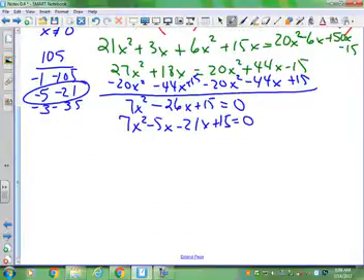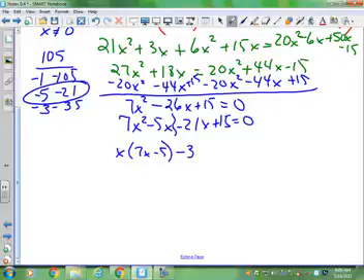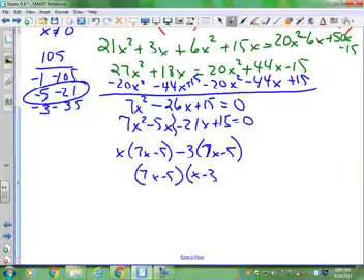It starts with a 7. So if I split the problem, I can only take out an x. If I take out a negative 3, I'll have 7x minus 5 left. And that means 7x minus 5 is 1 in my parentheses and x minus 3.